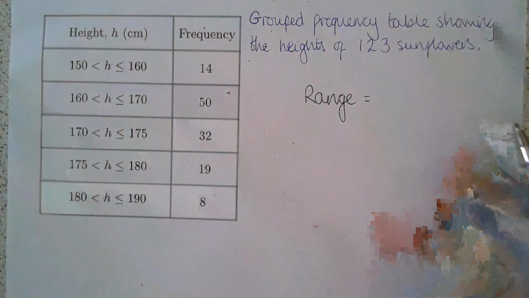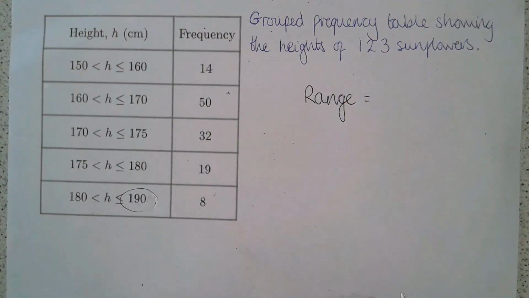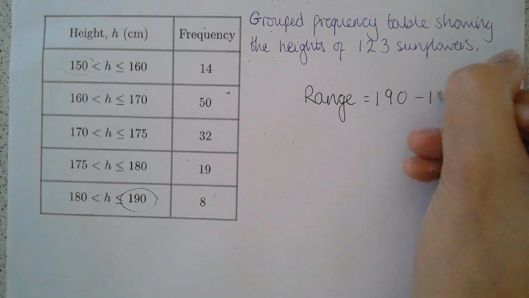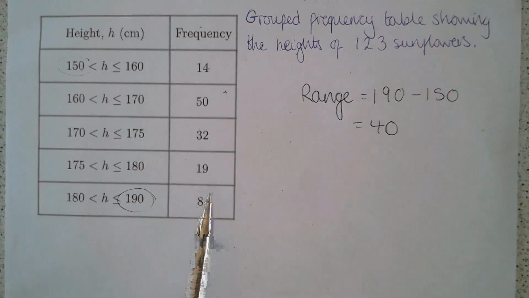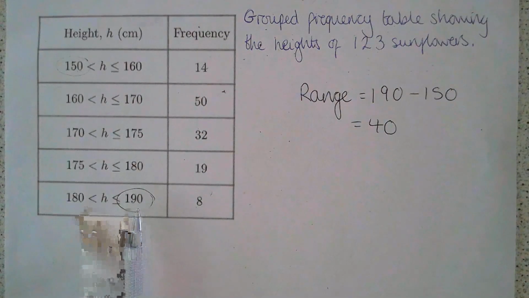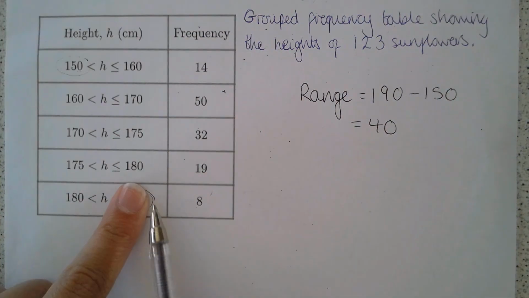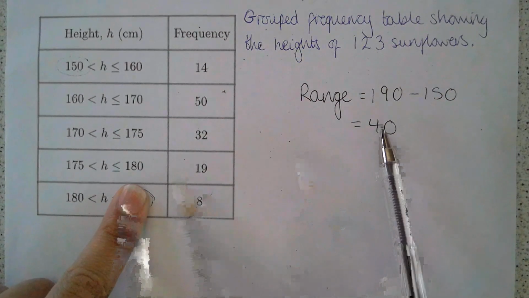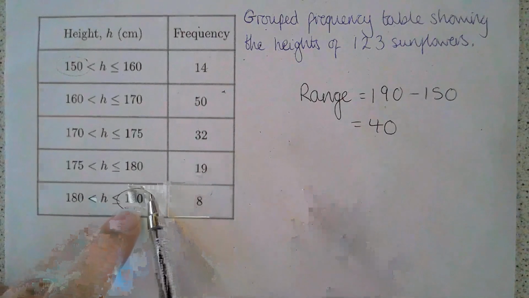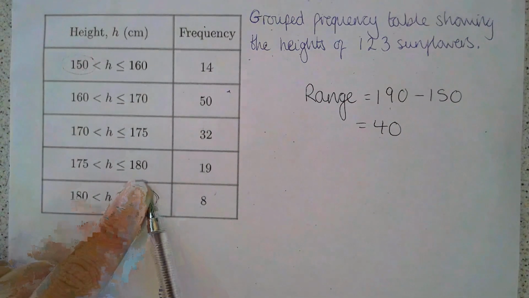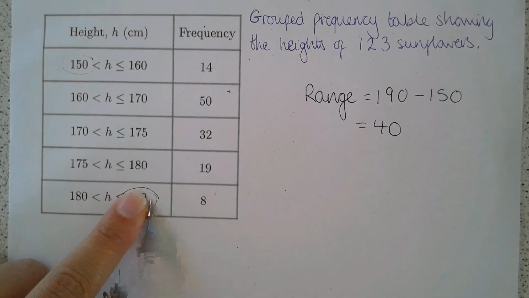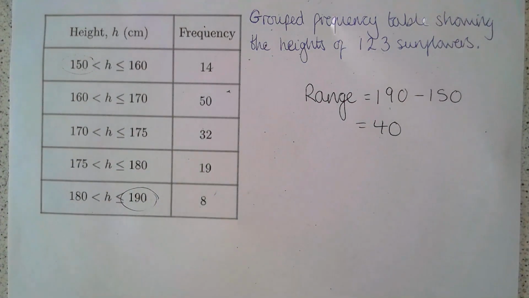When we look at the range, the normal range is just the highest take away the lowest. So the highest possible sunflower height is 190 and the lowest is 150. So 190 take away 150 is 40 centimetres. This isn't that useful because we've got 8 sunflowers between the height of 180 and 190. If I made that 200 instead, so 180 to 200, it would automatically change the range to 50. I could change this number to anything because we still have 8 sunflowers between 180 and 900, or 180 and 4000. So the range isn't necessarily a good judgment when we're using a grouped frequency table.